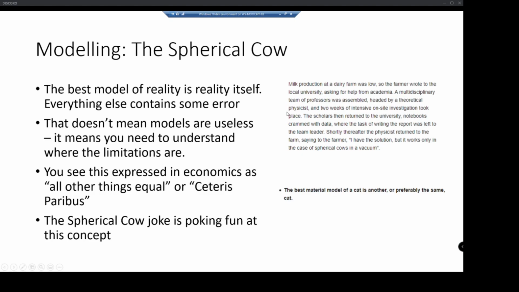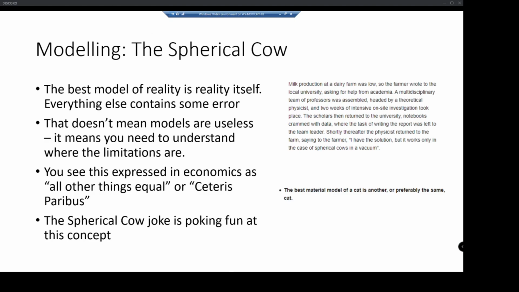A multidisciplinary team of professors was assembled, headed by a theoretical physicist, and 2 weeks of intensive on-site investigation took place. The scholars then returned to the university, notebooks crammed with data, where they began writing a report and left it to the team leader. Shortly thereafter, the physicist returns to the farm, saying to the farmer, "I have a solution, but it only works in the case of spherical cows in a vacuum."